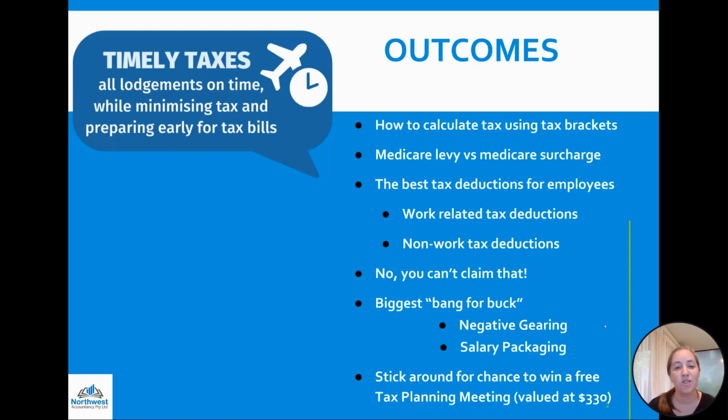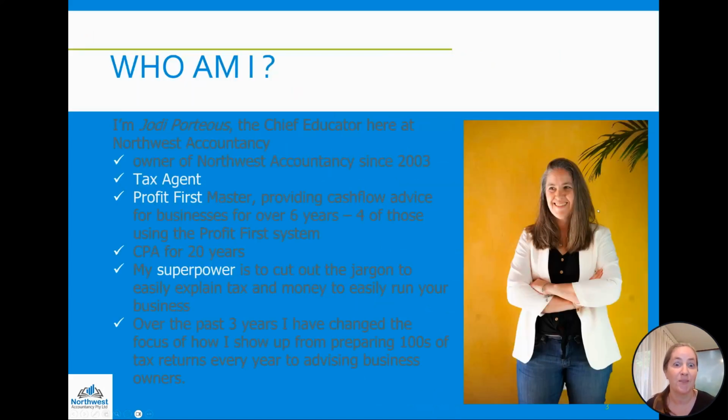And then we're going to talk about some of those biggest bang for buck tax minimization strategies. So looking at negative gearing, looking at salary packaging, and a few other things as well. And then stick around with me. If you're still on the call by the end of the call, then I'm offering a free tax planning meeting where we can turn around and talk specifically to your tax situation. And you can get a bit of advice straight from me and see if there's any ways we can help.